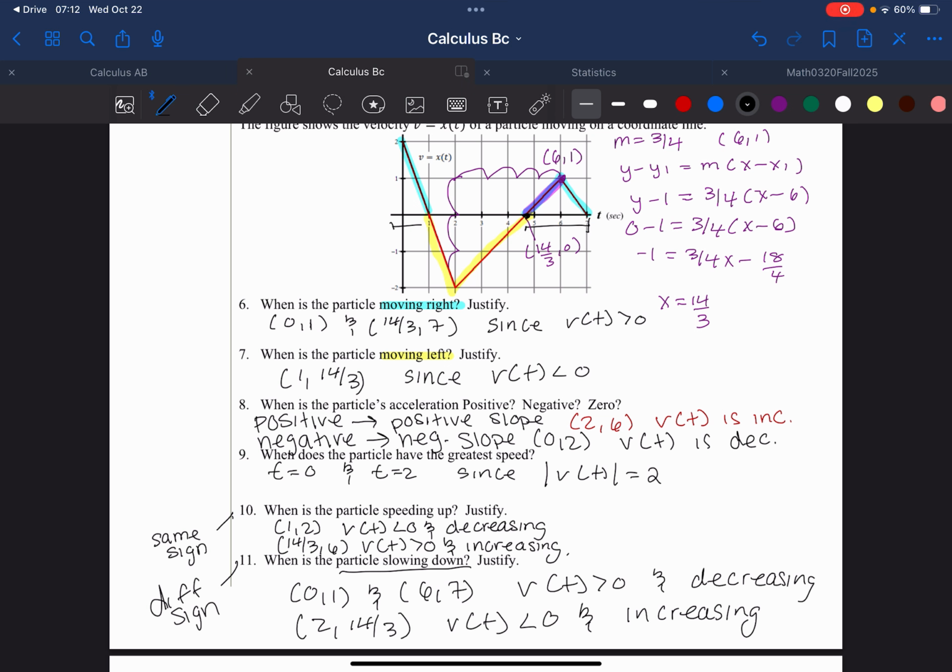Okay, remember when we're talking about decreasing or increasing, we are looking at acceleration there, okay? Because remember, for this to be slowing down or speeding up, we're looking at velocity and acceleration. For it to speed up, velocity and acceleration have to be the same sign, so both negative or both positive. And for the particle slowing down, velocity and acceleration have to be different signs, which means one has to be positive and the other has to be negative.